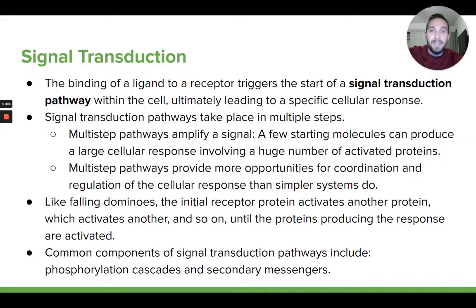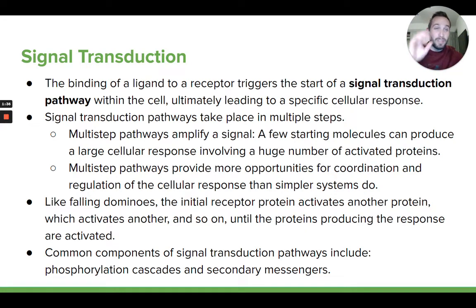But basically, once that ligand binds to a receptor protein, it's going to trigger a whole sequence of events taking place inside the cell. And that sequence of events that's going to ultimately lead to a certain cell response is what we call a signal transduction pathway. And that pathway consists of a whole series of steps, which, by series of steps, I mean mainly it's usually going to involve different proteins becoming activated in the cell in sequential order.